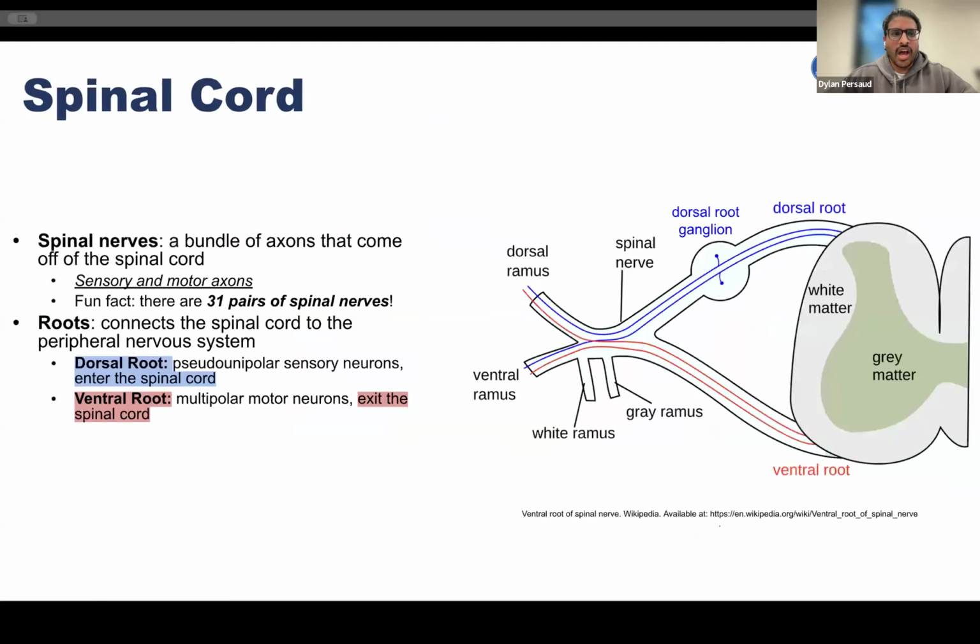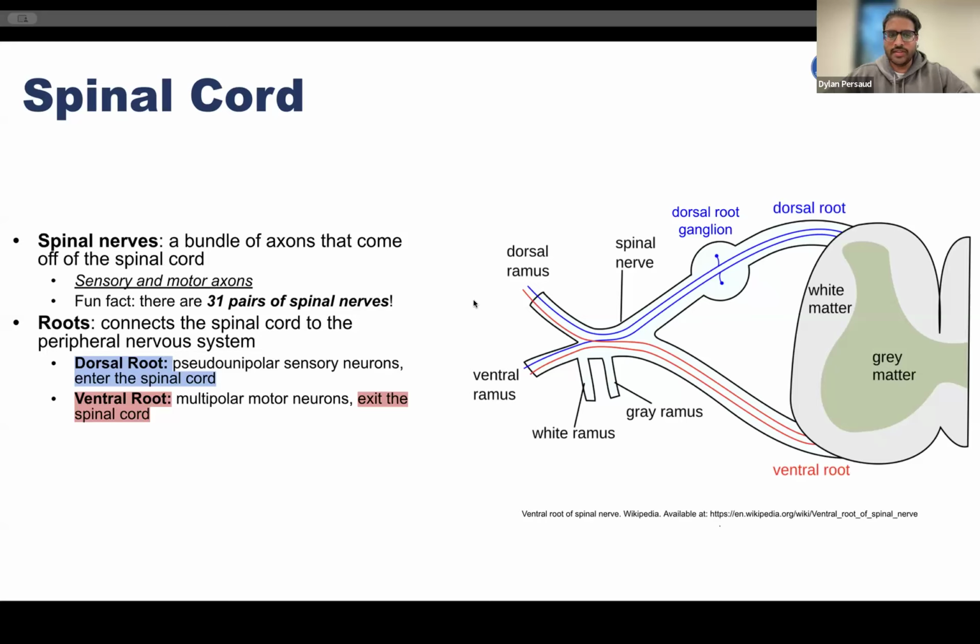Okay. All right, so now talking a little bit more about the spinal cord as we move along. We have different parts of our spinal cord. We have the spinal nerves, and then we have the roots. The spinal nerves are bundles of axons that come off of the spinal cord. You can see it would be corresponding to this portion, and it contains sensory as well as motor axons. The sensory portion are these blue fibers, and the motor portion are these red fibers. When they come together, they form the spinal nerve.